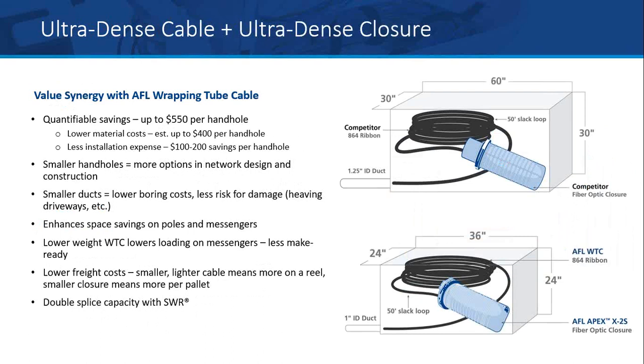So what happens if we shrank everything down? We wanted to use the same 864 fibers, but can I put it in a smaller handhole when I couple that with the Apex splice closure? And the answer is yes. So in this example, utilizing AFL wrapping tube cable, 864 again, and if you recall the previous slide, you can go up to 864 fibers, 250 micron, inside of the Apex X2S. So utilizing the Apex X2S, you can go from a 30 by 60 to a 24 by 36.